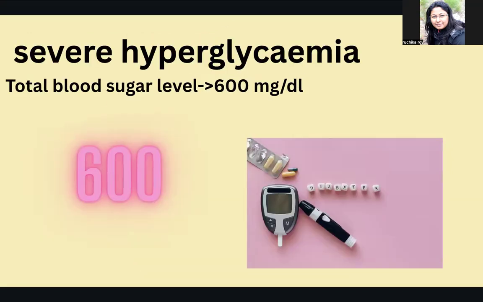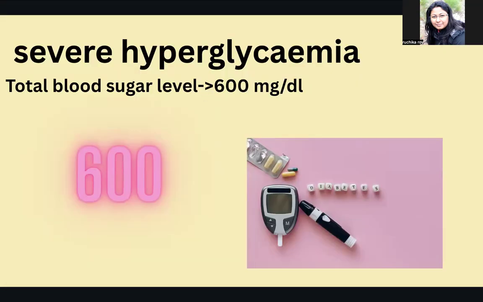Now, what are the key features you will find? The key feature you will find is severe hyperglycemia, where the blood sugar level is more than 600 milligram per dl. So this is very important for MCQ. What is the blood sugar level in severe hyperglycemia? It is more than 600 milligram per dl.